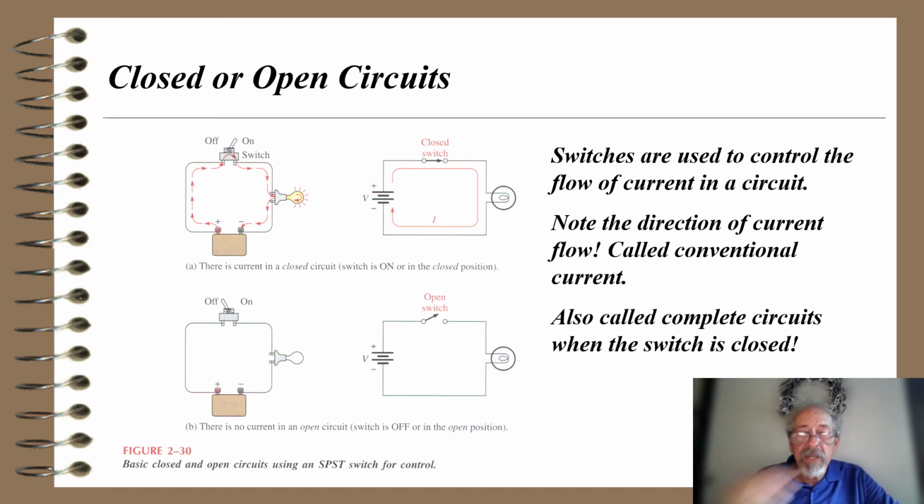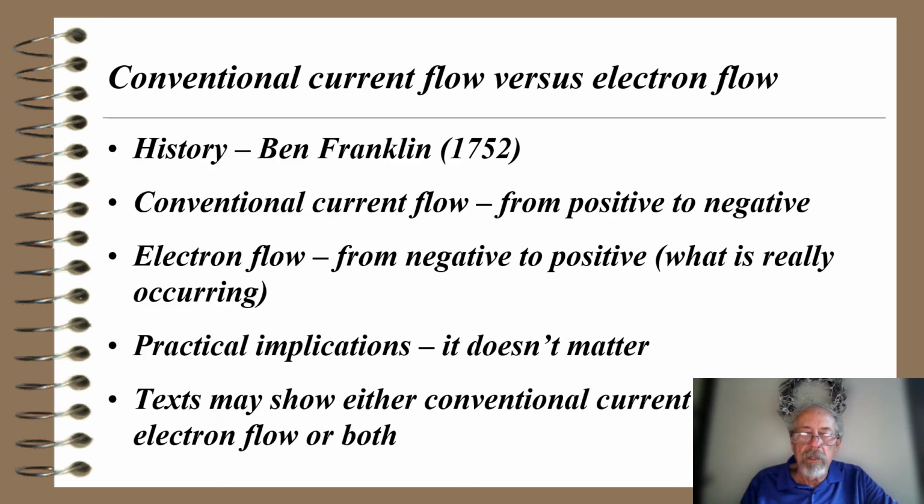By the way, I say note the direction of current flow. This is called conventional current because it looks like the current comes from the plus side and goes to the negative side. Now we know that's not the case. So there's a difference between what's called conventional current, the old-fashioned way of looking at things before people discovered it's actually the electrons that do the current flow. So they're also called complete circuits when the switch is closed.